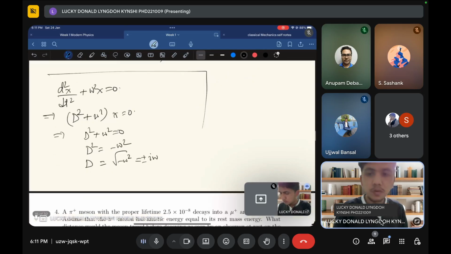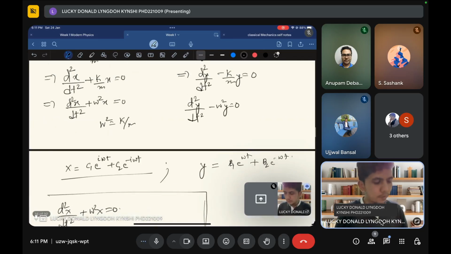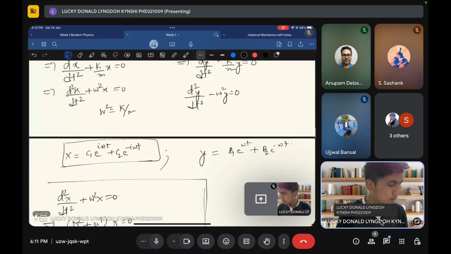Then from your differential equation, the solution of these problems will be y equal to c1 e to the power of i omega t plus c2 e to the power of i omega t. I have taken this from your normal differential equation mathematics. So now you got from your main Hamiltonian equations, you write the equations of motion, then finally you solve them. So this is your final solution.